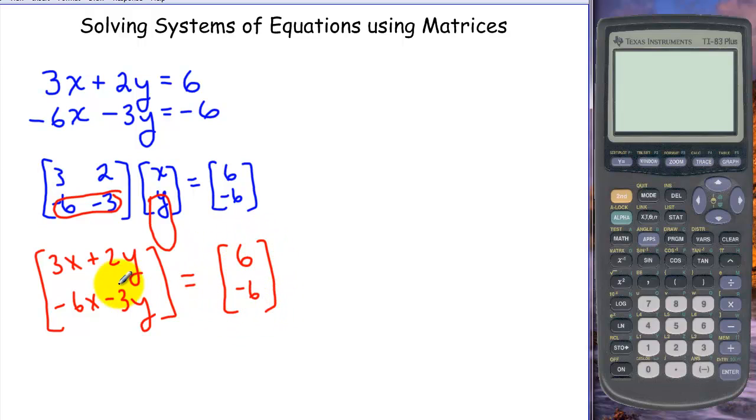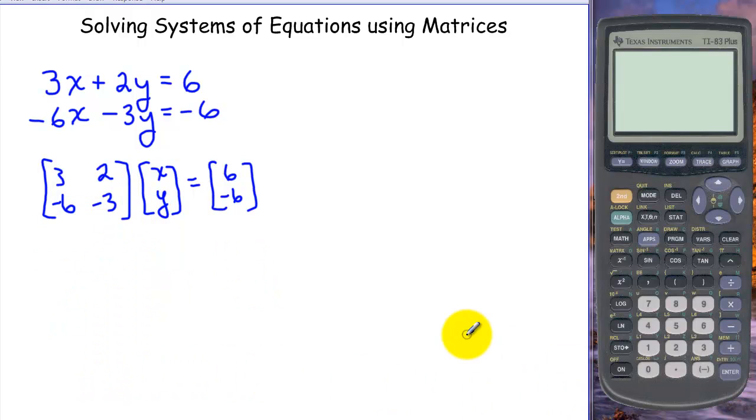And if you remember, on matrix equivalency, we take corresponding entries, so 3x plus 2y would have to equal 6. Negative 6x minus 3y equals negative 6. So I've just shown that this matrix equation here is equivalent to our system. Okay, in our last video, we talked about solving matrix equations.